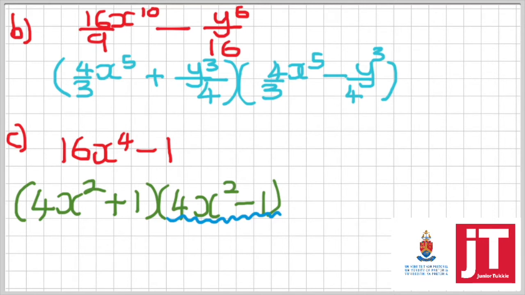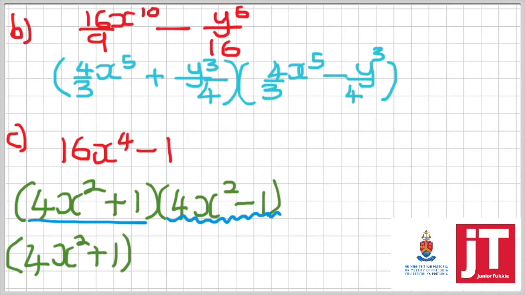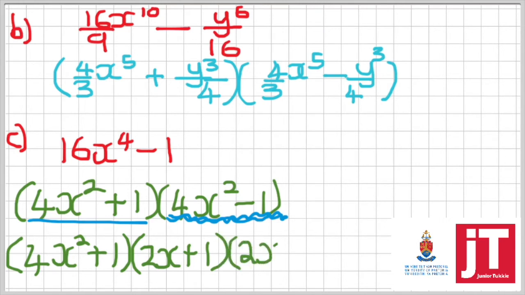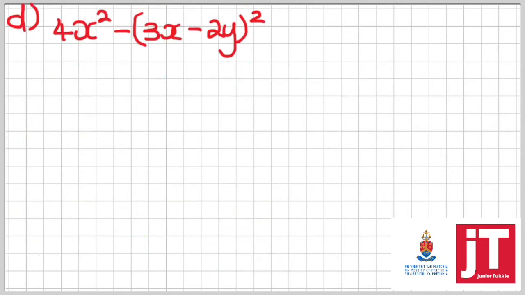So we're going to have our final answer as 4x to the power 2 plus 1. There's nothing that we can do to that 4x squared plus 1. We can't factorize it. But like I said, we can factorize 4x squared minus 1, leading into 2x plus 1 and 2x minus 1, making up the third factor in that whole expression as our final answer. We move on to part D.